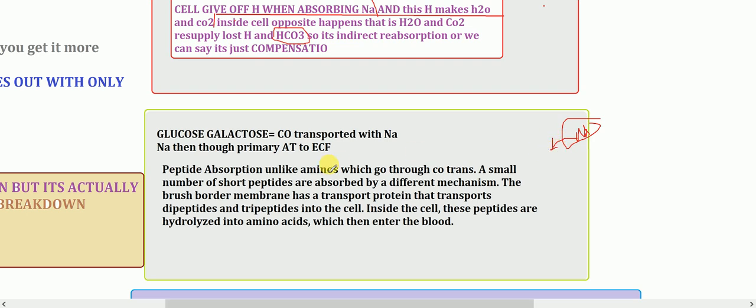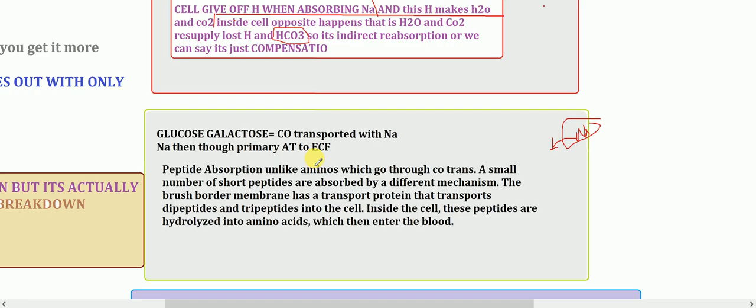And how does it do it? It does it through primary active transport. That is the active transport. I hope you know this. The primary active transport is the transport of the sodium out of the cell through an active mechanism like pumps. The primary active transport depends on pumps. And then it gets into the extracellular fluid. Glucose and galactose are co-transported with sodium, and then the sodium leaves the cell through primary active transport.